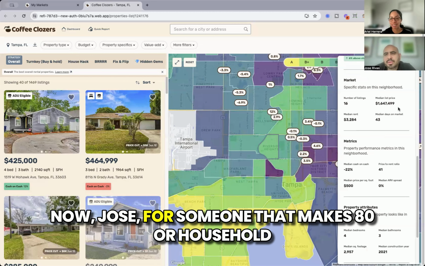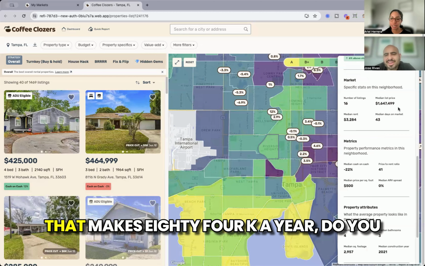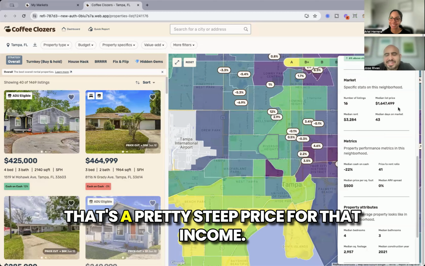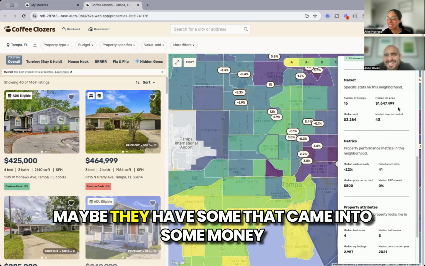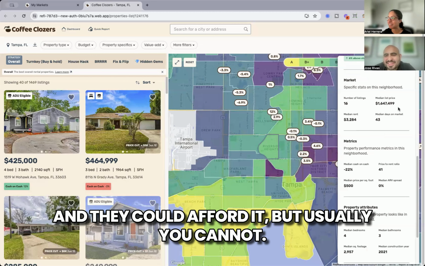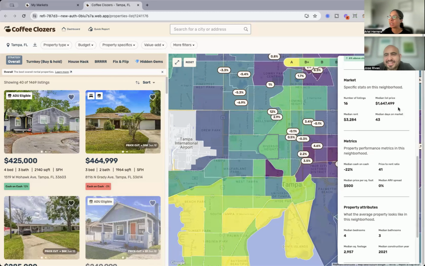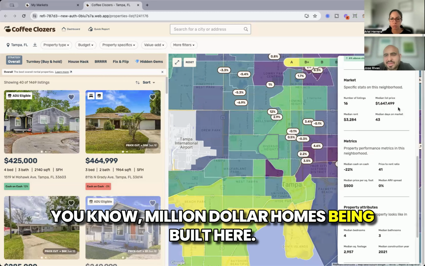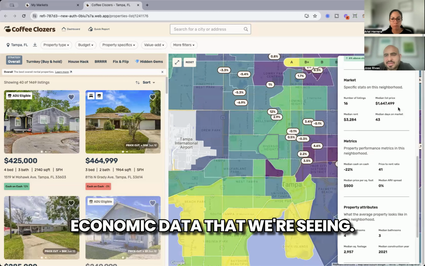Now, Jose, for a household that makes 84K a year, do you think they can afford a $1.6 million home? That's a pretty steep price for that income. Yeah, maybe they came into some money and they could afford it, but usually you cannot. So what this is telling us is there's some $1 million homes being built here. It doesn't really support the economic data that we're seeing.